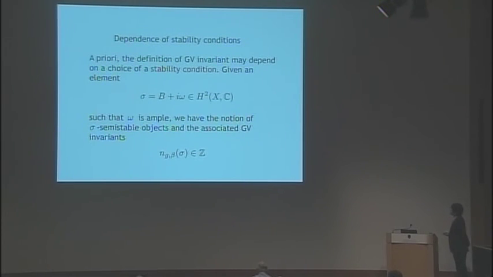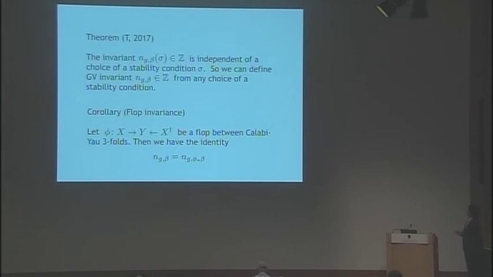But the resulting invariant is indeed independent of the choice of stability condition sigma. This means that we don't have to take care about the choice of stability condition in defining these invariants. As a corollary of this result, we have a so-called flop transformation formula of these invariants. That is, if you take a flop between Calabi-Yau threefolds, then we have an identity of the invariants, where such an identity is expected from the flop transformation formula of Gromov-Witten invariants and also Donaldson-Thomas invariants. So we also have an expected answer for this.